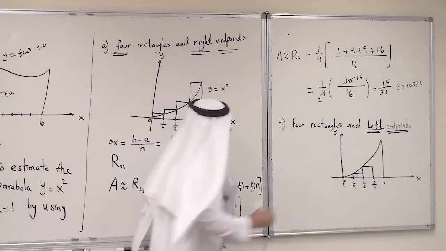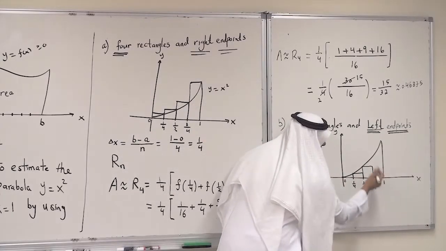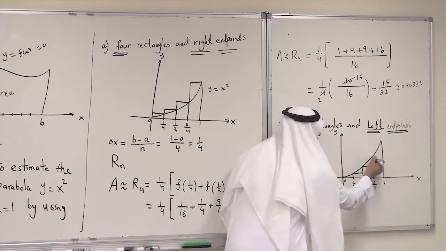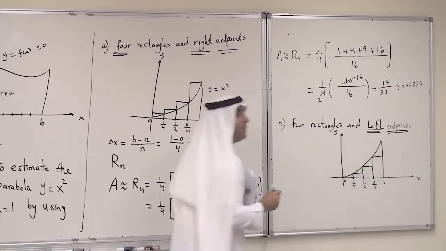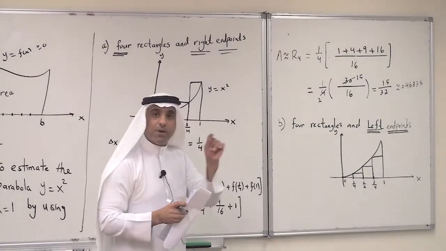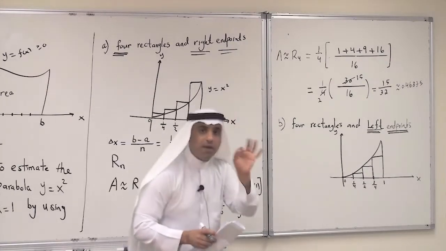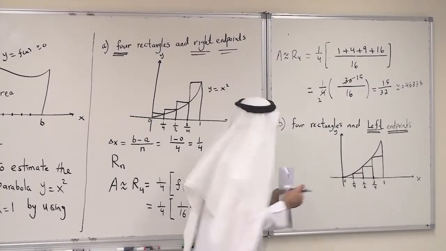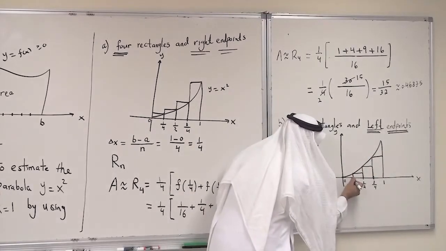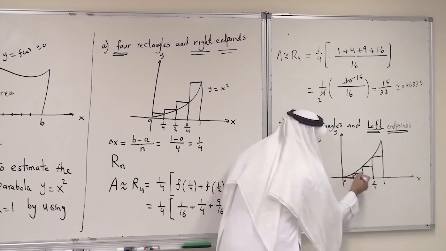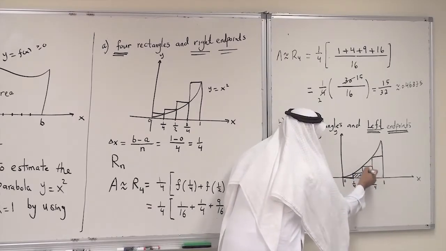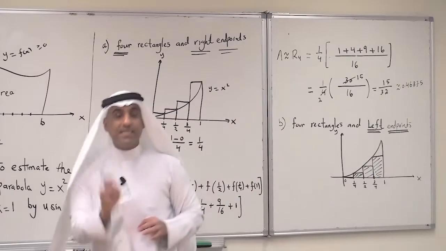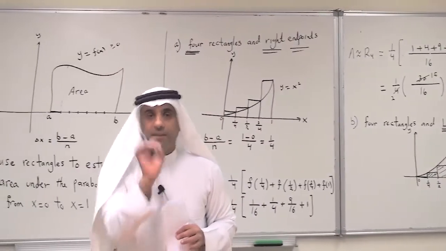The last one goes from 3 over 4 to 1, so I need to choose it at the beginning. That is at the beginning here, and I need to draw the rectangle. So what will be the estimation of the area by using the left point approximation? I need to sum the areas of these approximating rectangles. The area of the first one is clearly 0. I take the area of the second rectangle here, the third one here, the fourth one here, and sum them up to get an estimation of the area under the curve.